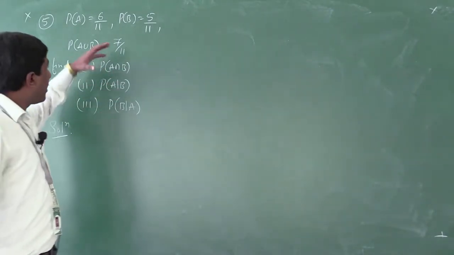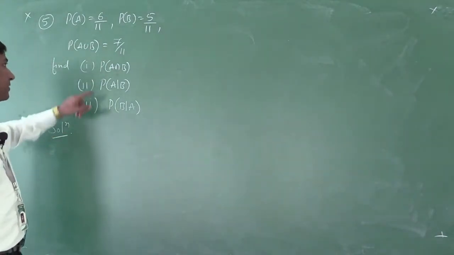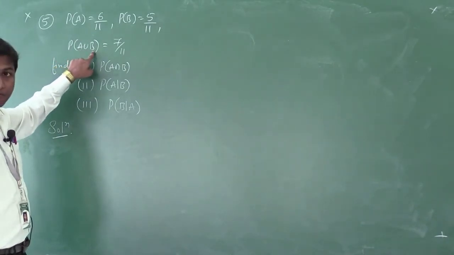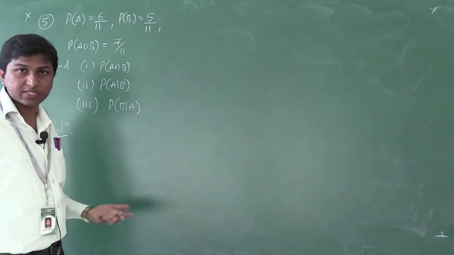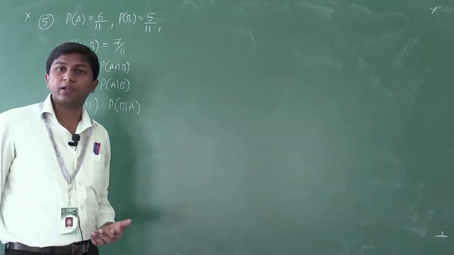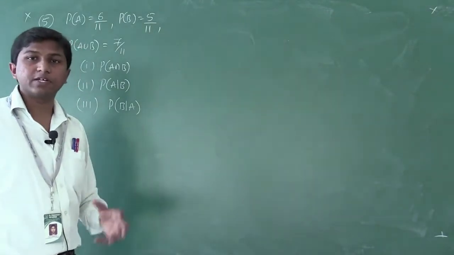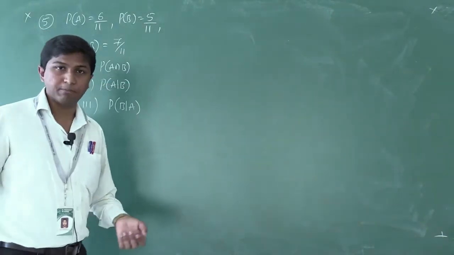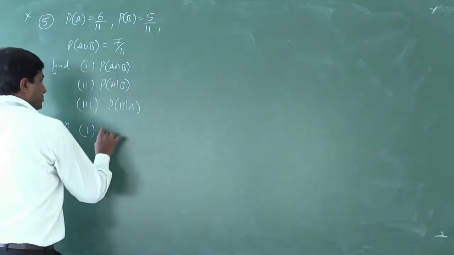So look at the first one. We have to think about how we can find out the value of P of A intersection B. Obviously, P of A union B value is given, P of A value is given, P of B value is given. So we will use the formula P of A union B equals P of A plus P of B minus P of A intersection B. Okay, so this is for the first question.